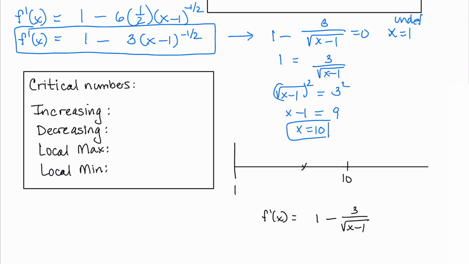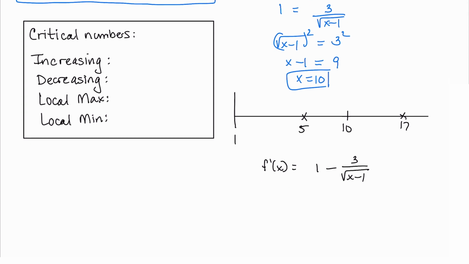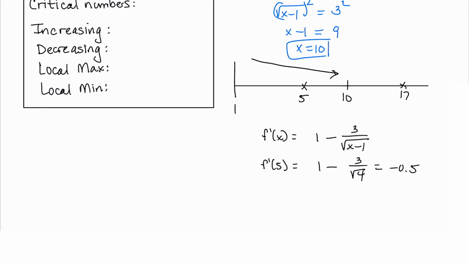So I'm going to pick 5. And I'm also going to pick, well, see, if I want the number underneath the square root to be, say, 16, I want to plug in x equals 17 to make a nice square root. So f prime of 5 is 1 minus 3 over square root of 4, which is 1 minus 3 halves, which is negative 0.5. So that means that our function is decreasing on that interval.